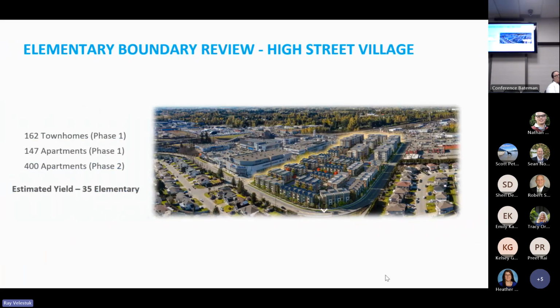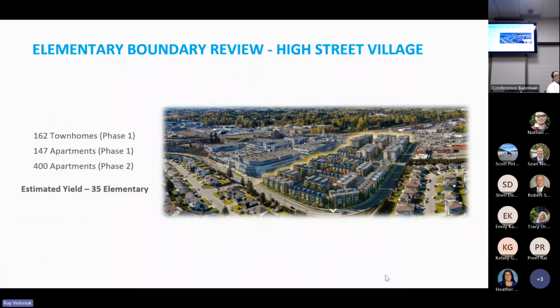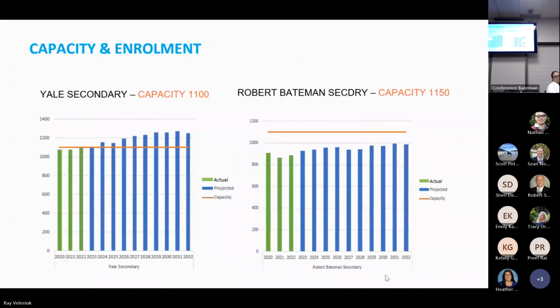I will point out that these enrollments are headcount enrollments, not full-time equivalence enrollments. So we get funded based on FTE, but when we do this work, we base it on student headcount. So it's a different calculation. So when you see the numbers here, it's based on the student headcount, not necessarily the FTE. So any questions on that one, on the east side boundary change?